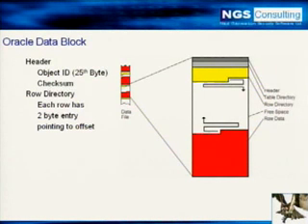Now, what is this row directory? The row directory basically is a bunch of 2-byte entries that point to an offset into the row data.